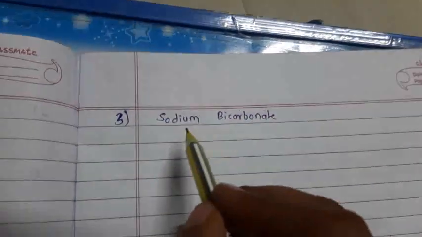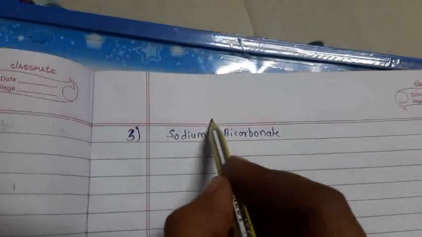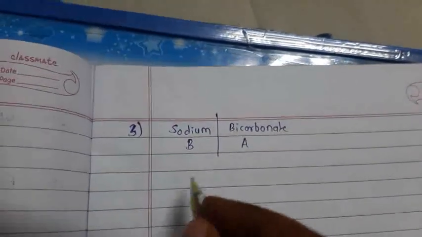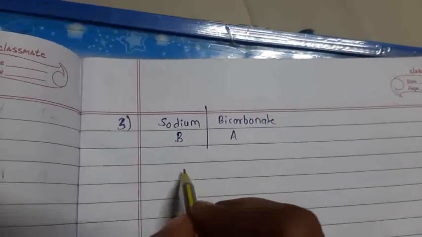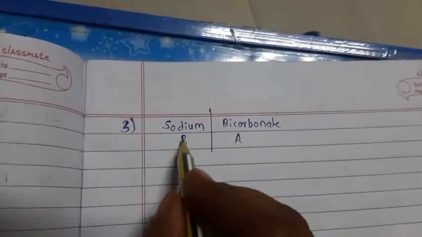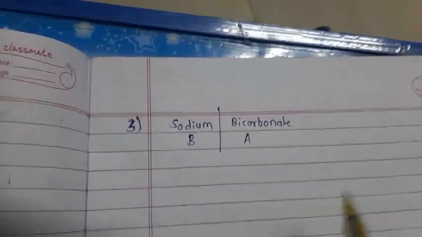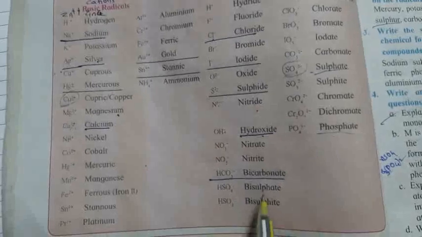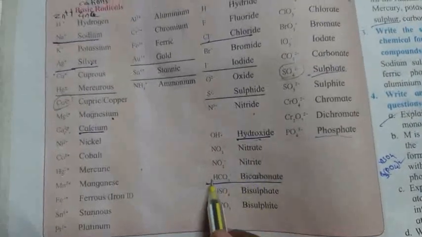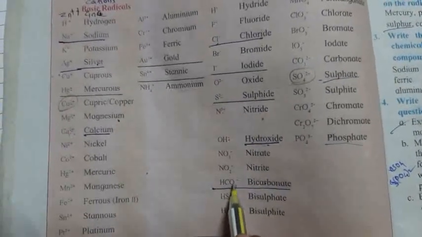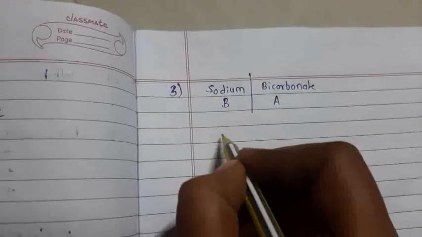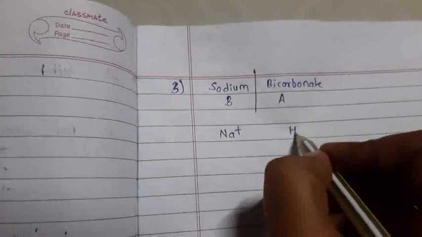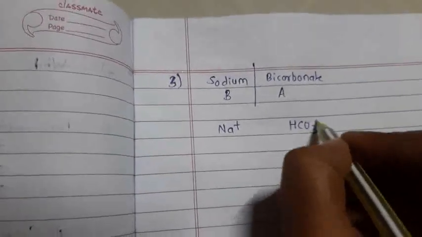Next example is sodium bicarbonate. Divide it into two parts. This is basic radical, this is acidic radical. So first step is find basic radical and acidic radical from table. So you can see here sodium is shown by Na plus and bicarbonate is shown by this whole group HCO3 minus. So write that here, Na plus and bicarbonate is HCO3 minus.